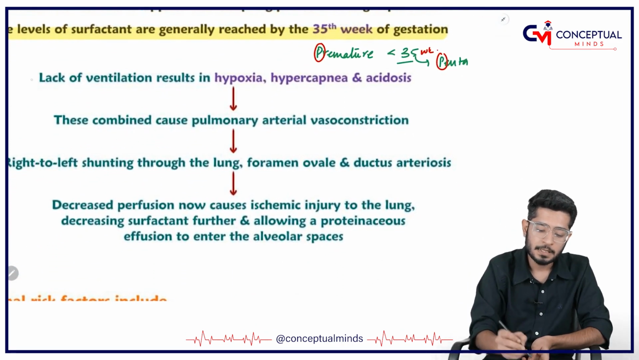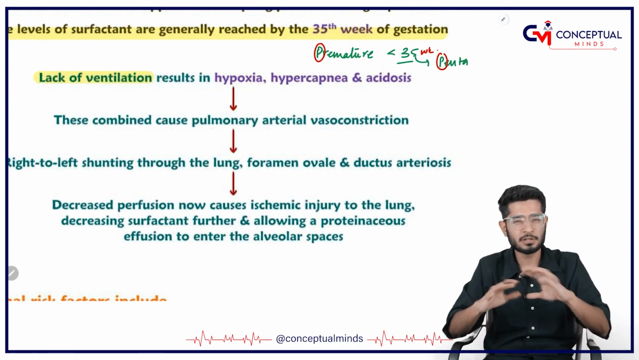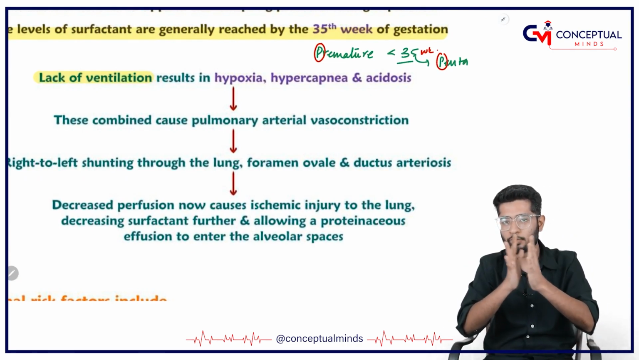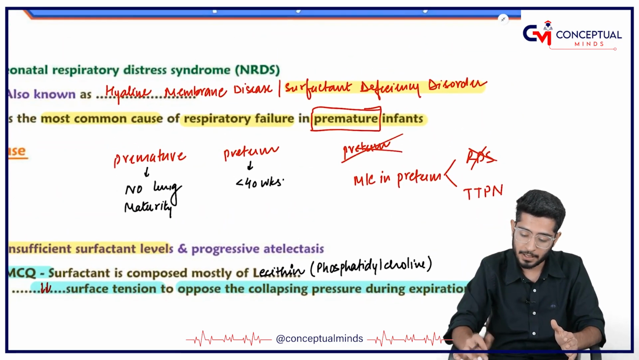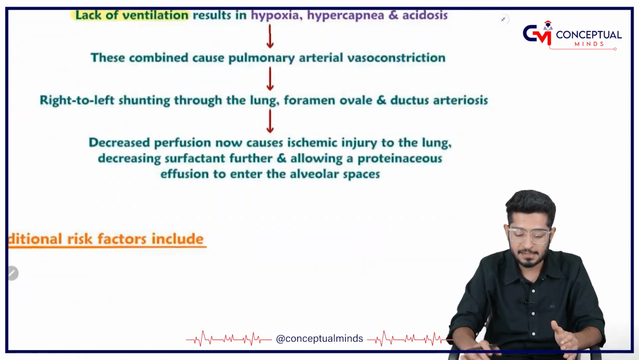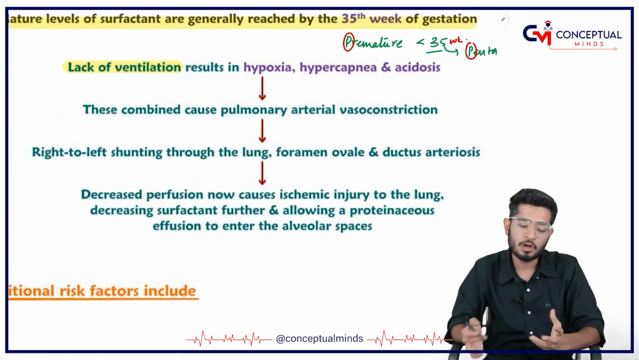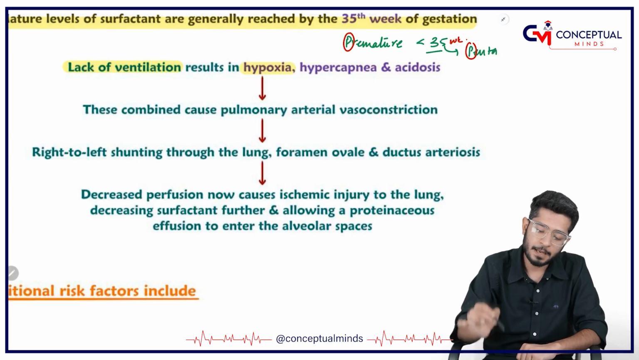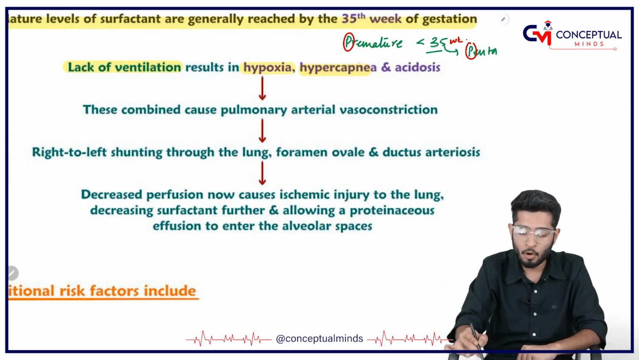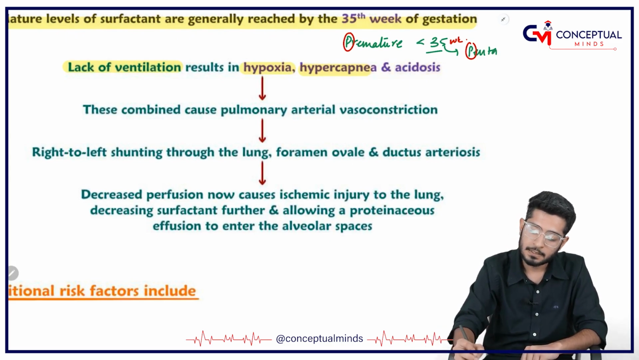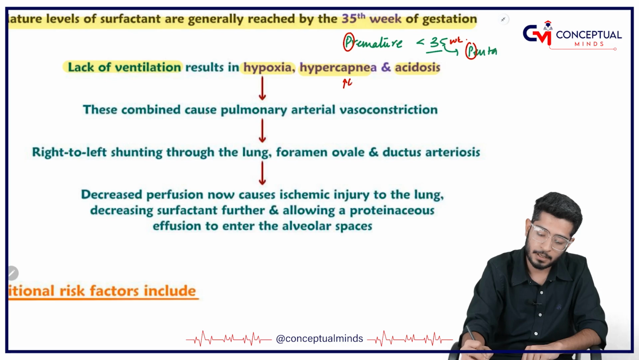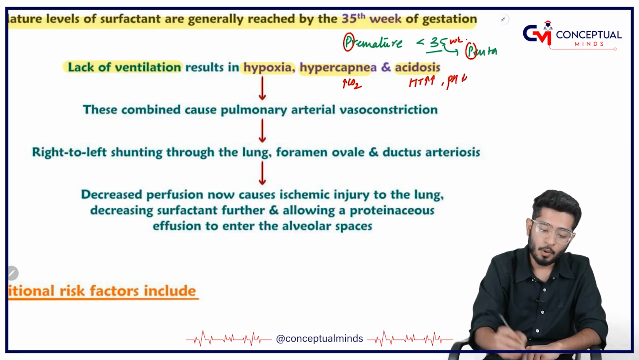So, what happens? There will be lack of ventilation because now there is no surfactant. The alveoli are going to come together and close, which is called progressive atelectasis, the closure of the alveoli. There will be loss of ventilation that results in hypoxia, decreased oxygen, and more carbon dioxide, hypercapnia, and acidosis. The pH is going to drop down.